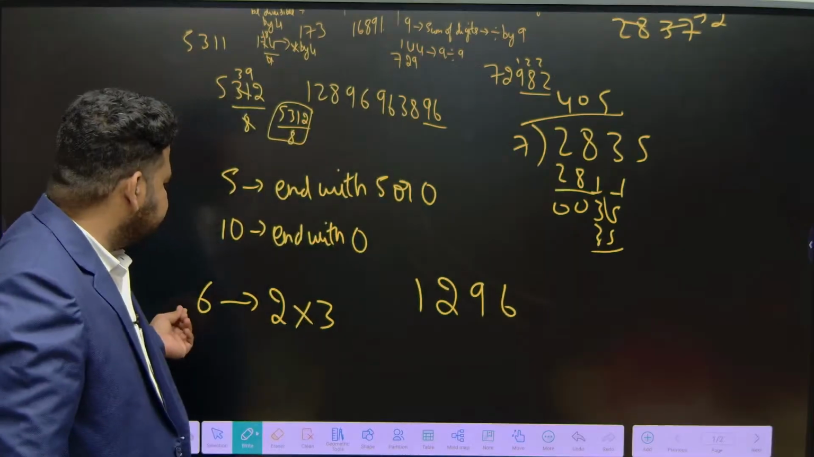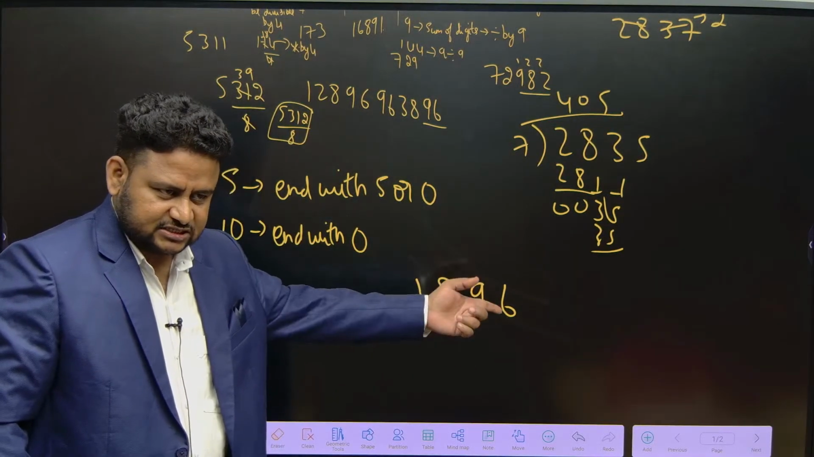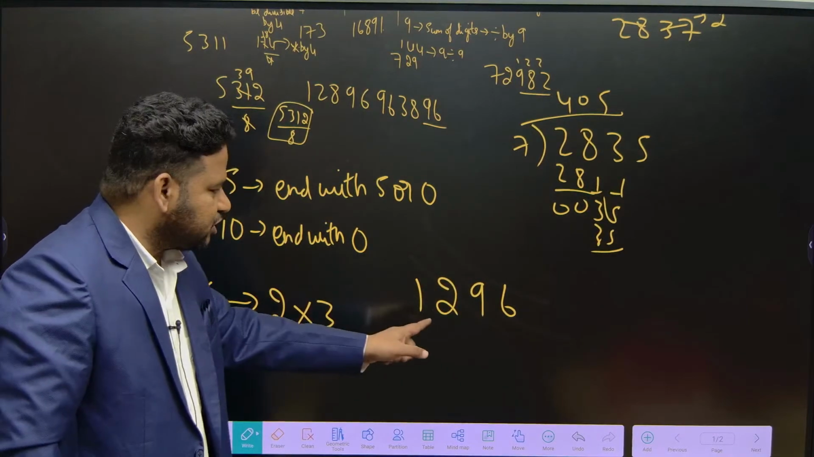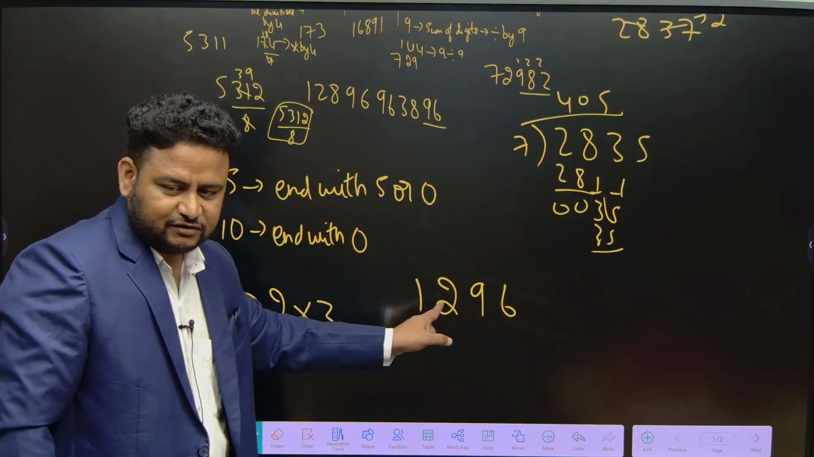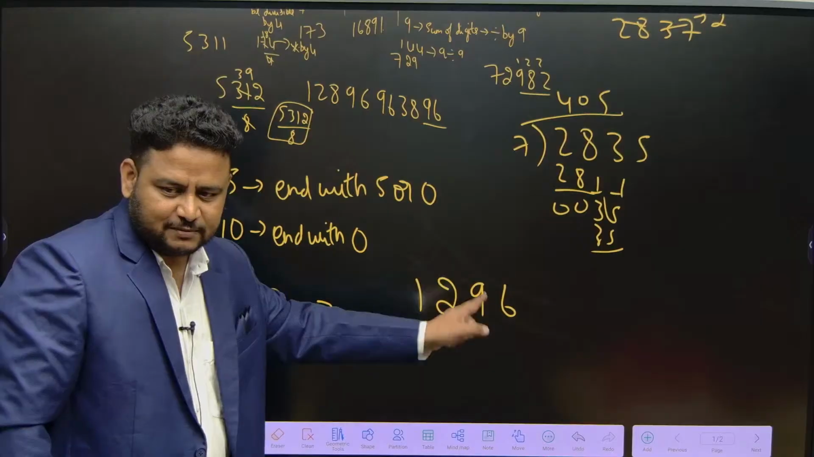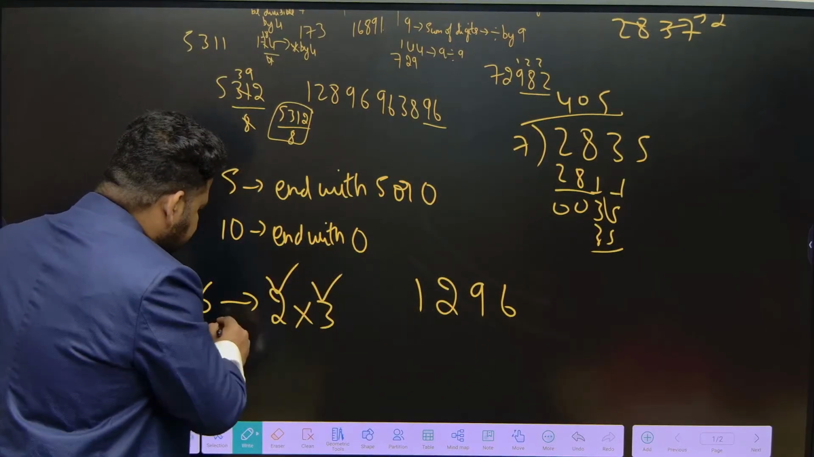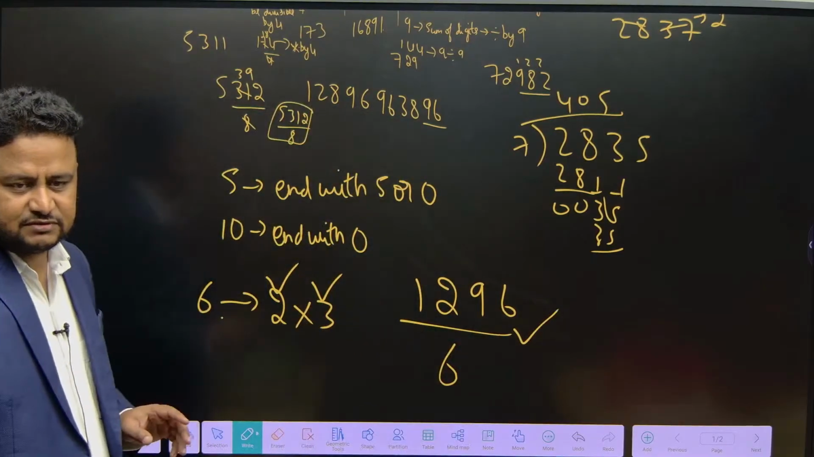Whether it is divisible by 6, first condition, yes, it is an even number. So there are chances it is divisible by 6. Next I have to check for 3. To check for 3, what I should do? I should add it. 6 plus 9 is 15, 15 plus 2 is 17, 17 plus 1 is 18. 18 is divisible by 3. So it is first even, then it is divisible by 3. So definitely this is divisible by 6. Understood?